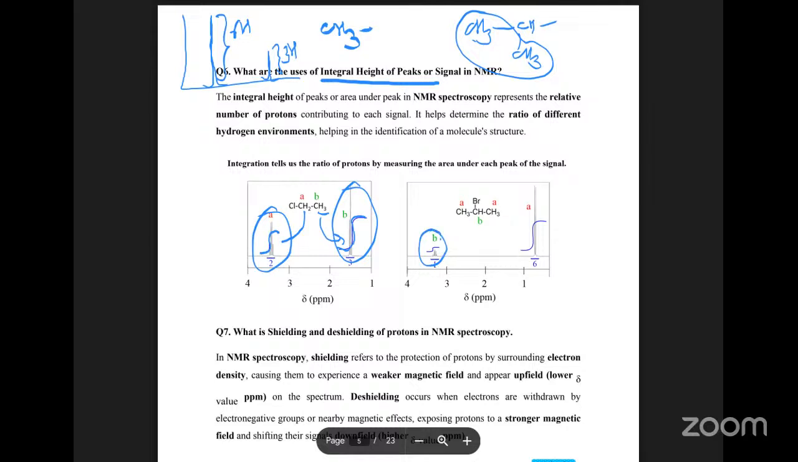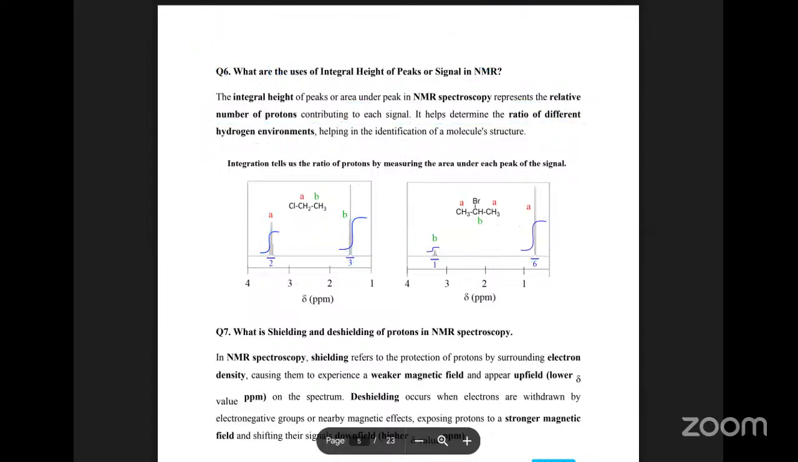So this integral height is for 1 proton, and this integral height is for 6 protons. So the integral height is directly proportional to the number of hydrogen atoms present. So the integral height of a peak, or area under the peak in NMR spectroscopy, represents the relative number of protons contributing to each signal, and it helps to determine the ratio of different types of hydrogens in different environments, which helps in determining the structure of the molecules or exactly the number of protons present in that molecule. So this is what the integral height means in an NMR spectrum.